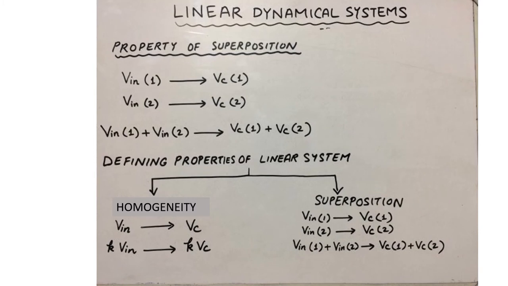To complete the definition of the linear system, we include the property of superposition, and together with the homogeneity property, we have defined the linear system. So a linear system is one which exhibits two properties, both the homogeneity as well as the superposition. So the property of superposition that we saw has been summarized over here. The question is, how do you combine these two properties into a single condition?